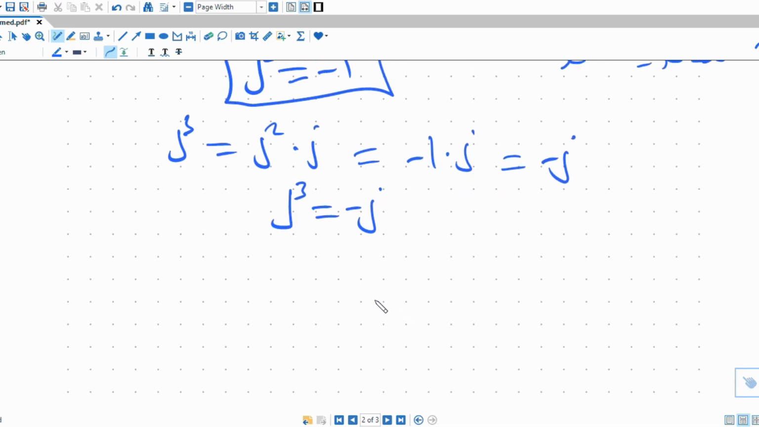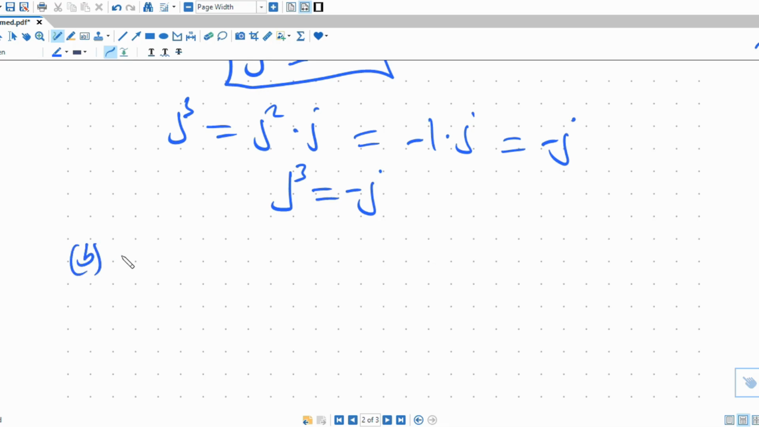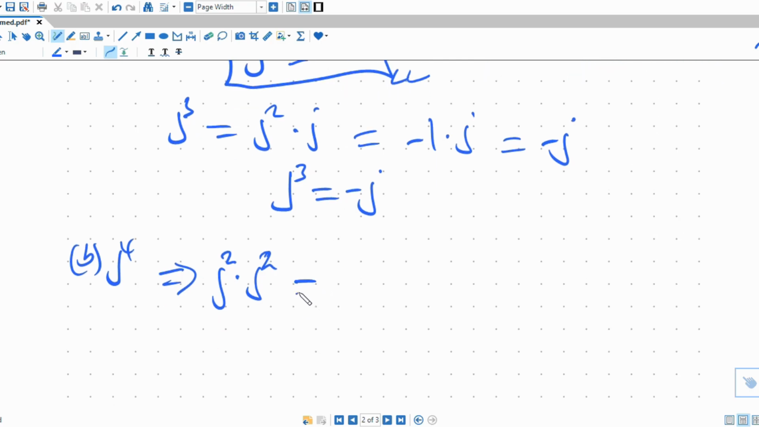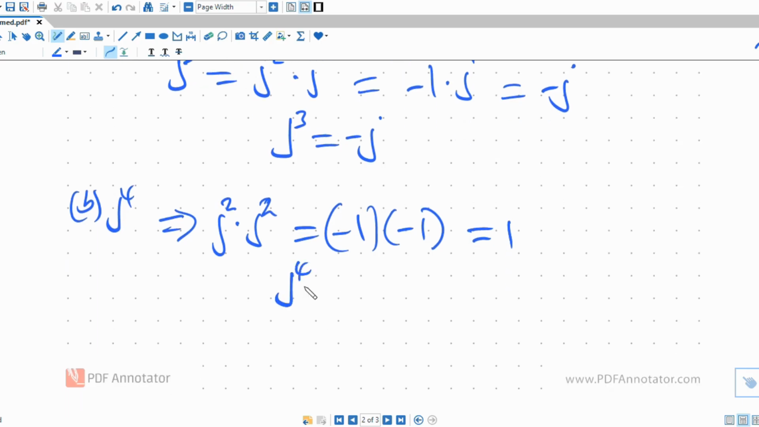One more example we can look at is j raised to 4. We can split this one into j raised to 2 times j raised to 2. But since j raised to 2, like we've seen here, is negative 1, we can say that this one is negative 1 times negative 1, which is equal to 1. So it means that j raised to 4 equals 1.